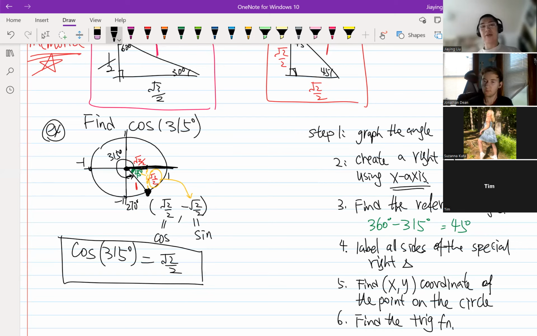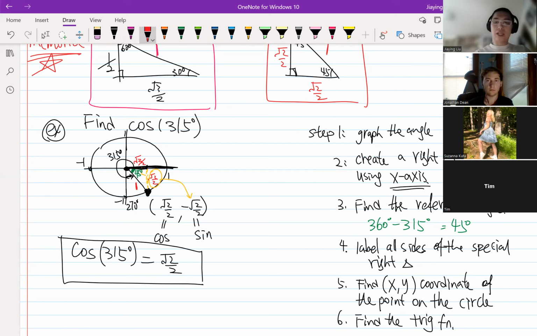Shouldn't be that bad. All we do is graph the angle, draw the right triangle, find the reference angle, decide which special right triangle we use, label the sides, and that will give us the xy coordinates, which we can use to find sine and cosine. So that's how I do it. I hope you find it easy over time. I'm not saying now, but I want to point out one important thing.